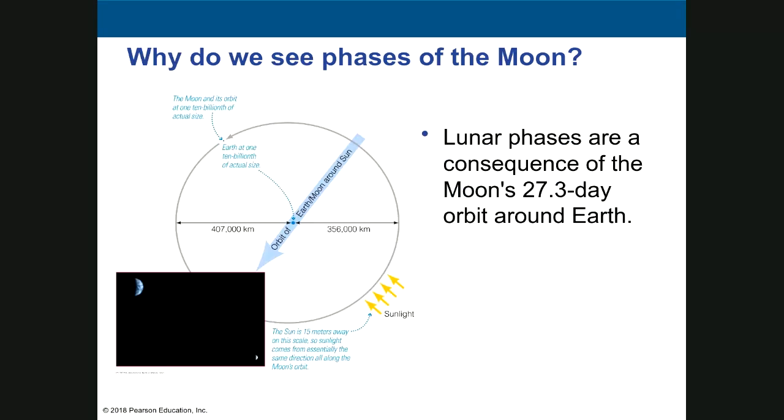But the moon we see as an object that orbits the Earth every 27.3 days. Now, lunar phases are a consequence of this orbit and the fact that the Earth and the moon are tidally locked. What that means is that the same face of the moon is always facing the Earth. The moon does rotate on its axis, but the lunar day is as long as the lunar year. So that's why we only see the same side of the moon.